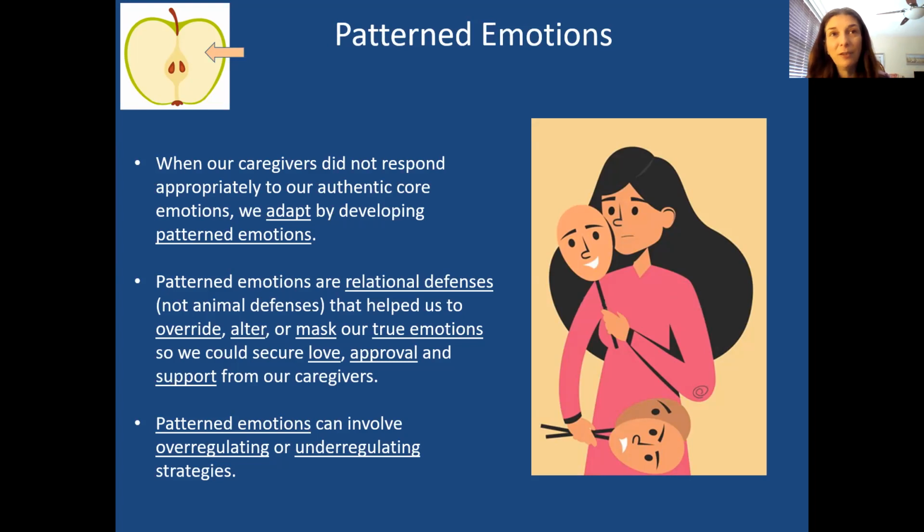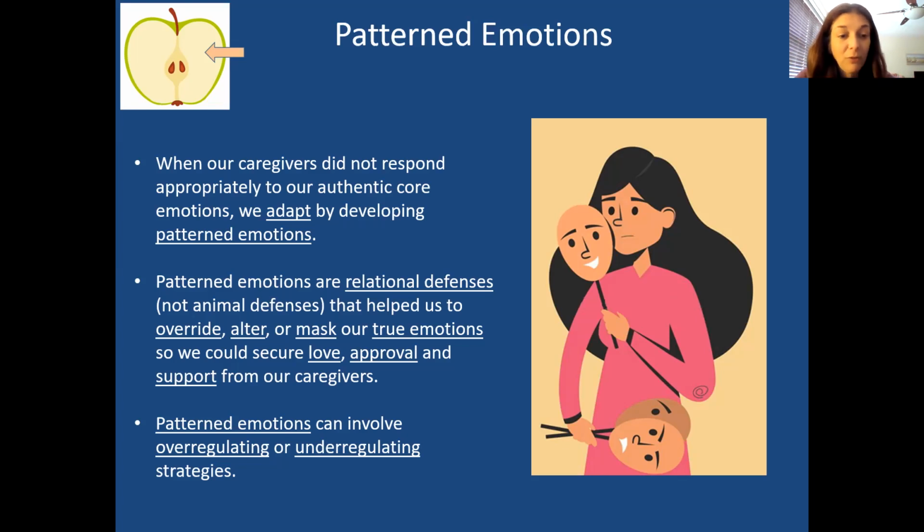So this is a little bit different than an animal defense, such as fight, flight, cry for help, freeze, and shut down, which we talked about earlier on in other videos. The relational defense, the other alternate, more acceptable emotion, helps to override, alter, or mask our true emotion. So if we look at the picture, maybe the girl feels sad or uncomfortable or awkward, but she's going to try to block that and put on a happy face.